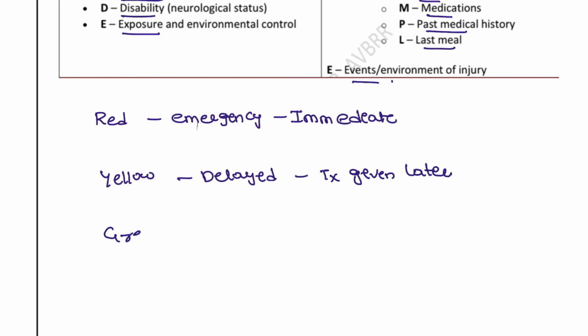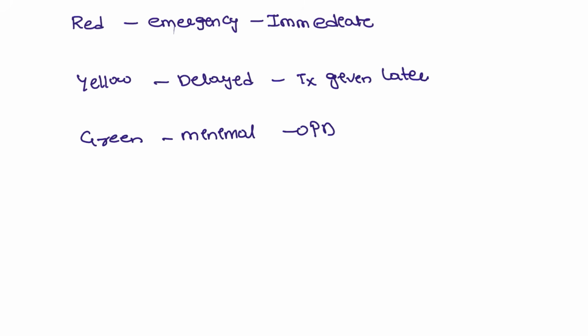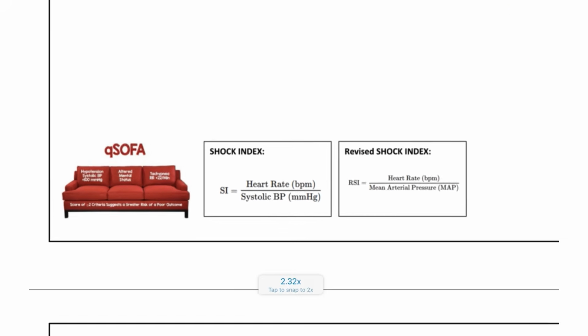Next, green color. This is very minimal. The patient is having minimal injury. OPD management is done for this patient. And next we have the black color patient. These are dead patients. No intervention is needed.